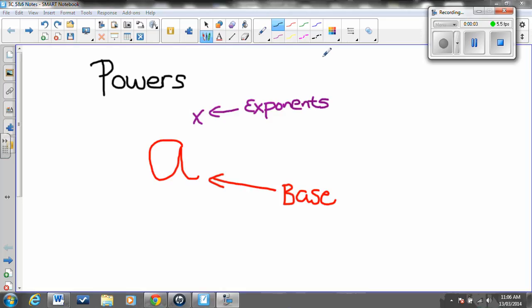Unit 5-6 is all about exponents. Let's start by reviewing some of the terminology. An example of a power would be something like a to the x, where a is the base and x is the exponent.